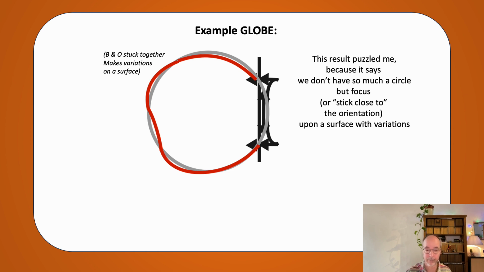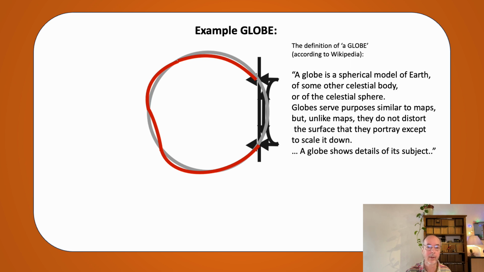Is this correct? I looked up the word globe, and I have this definition from Wikipedia, and it says the globe is a spherical model of the Earth or another celestial body, or of the celestial sphere itself, and it serves purposes similar to maps, but they do not distort the surface that they portray, except they scale it down. And the globe shows details of its subject, and that's what it actually is. So it was probably not that wrong, not so different from the reality as it should be.